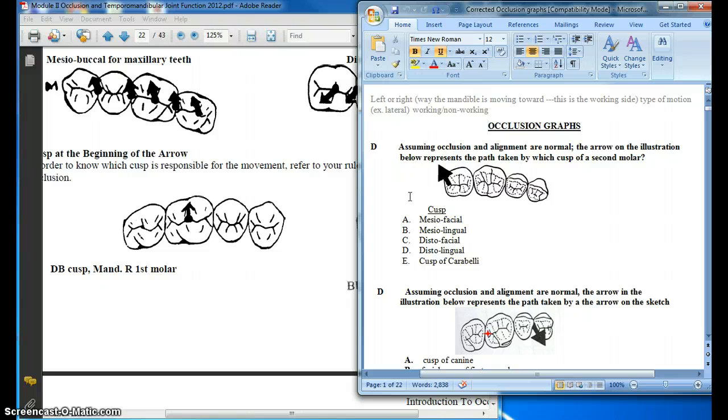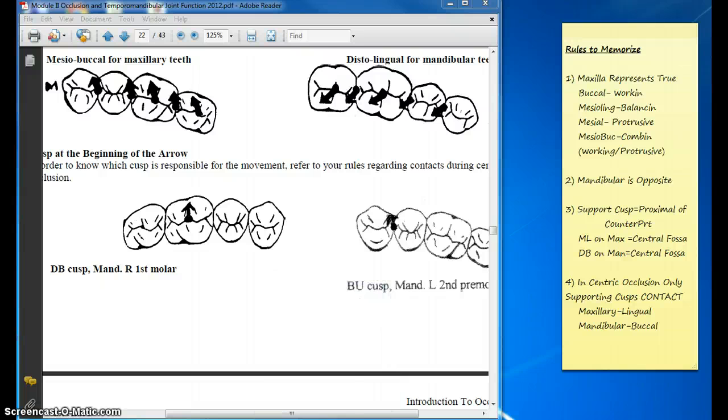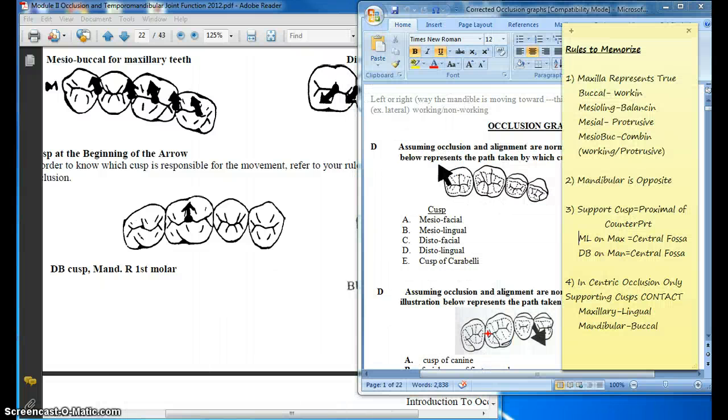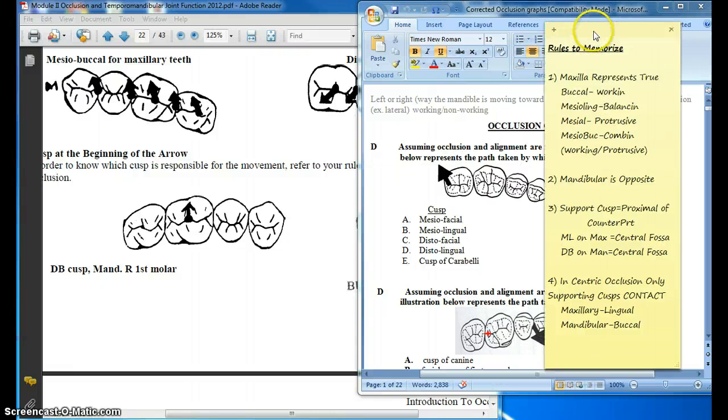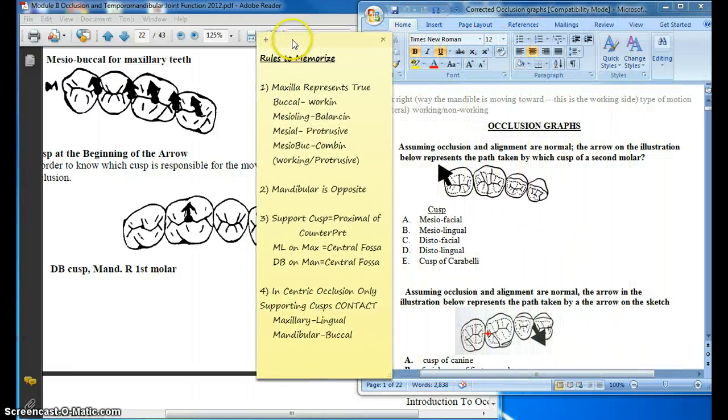So we know that the cusp for the maxillary, there's only certain cusps that can, let me pull up my rules for you guys. Nope, let's see if I can find them for you. Hold on, guys, bear with me. Yep, well, now I got rid of that. All right, here we go. So here are your rules to memorize.